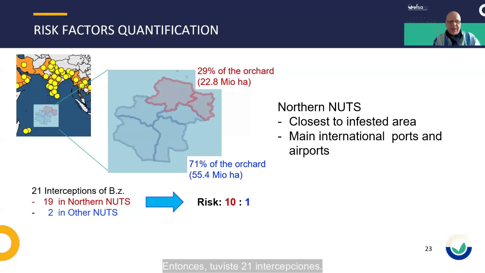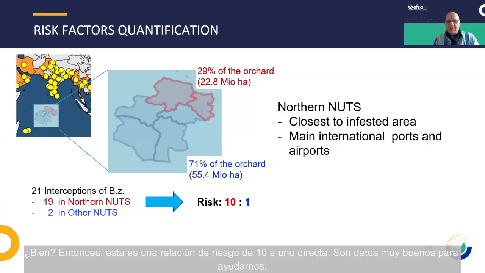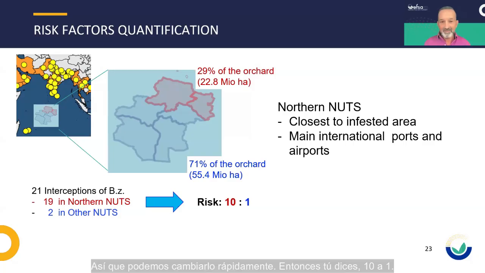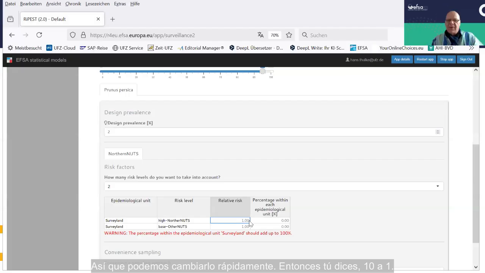Sorry, you had 21 interceptions? Yeah. And 19 in the northern NUTS. Okay, so then this is a risk relation of 10 to 1. Straightforward. That's nice. Very good data to help us. So we can quickly switch that in. So you say 10 to 1. Yes.